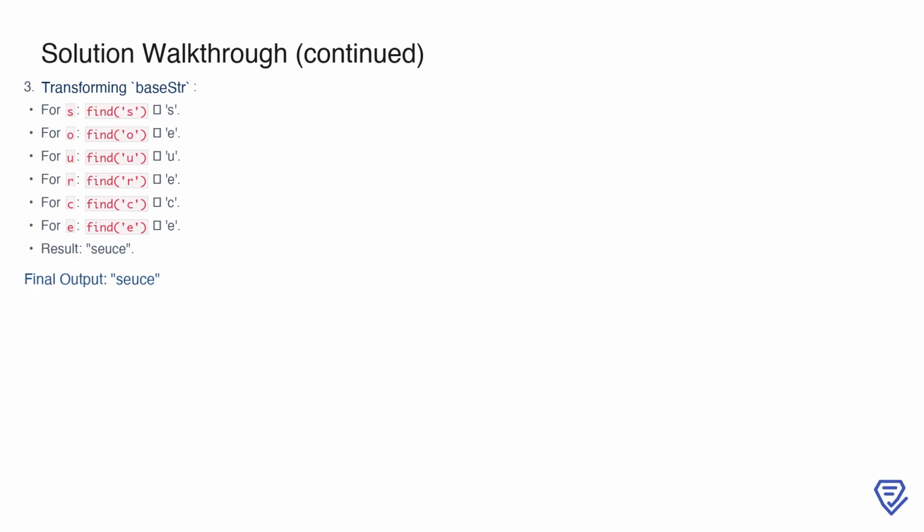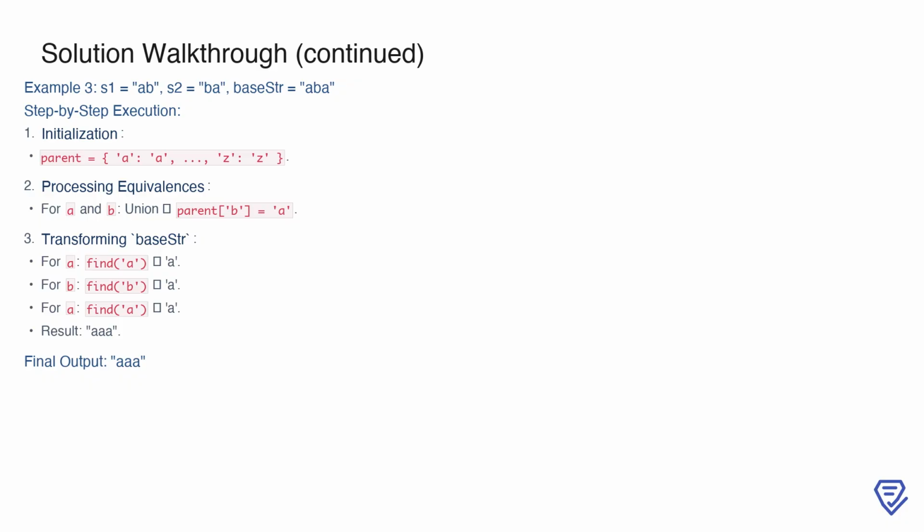With the equivalences processed, we now transform base str, character by character. For S, its root is itself, so it remains S. For O, we find its root to be E, so O is replaced with E. Similarly, U remains U, as it is its own parent. For R, its root is E, so R is replaced with E. The characters C and E also remain unchanged as their roots are themselves. Combining these transformations gives the result sus, which is the smallest equivalent string based on the equivalence groups formed earlier.